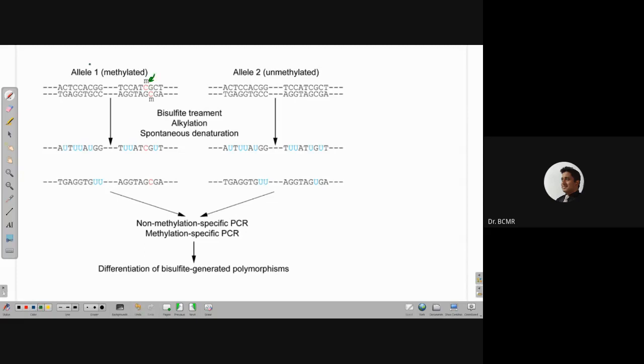Okay, so allele 1 and allele 2. Assume that in one case you have a methylated cytosine in this location, whereas in allele 2, there is no methylation in this location. So we treat it with bisulfite, then alkylation, and then spontaneous, and then you denature it. And then you can do PCR using primers for that particular location, and the sequencing.